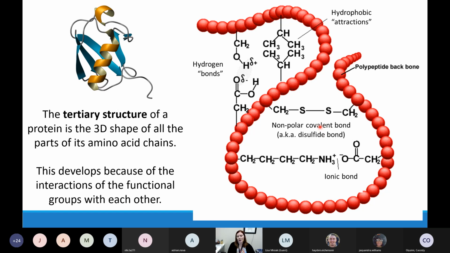So when we talk about how we build the 3D shape of a protein, these disulfide bonds are top notch. If you can build a disulfide bond, that's perfect. That's what you want to build because that's the strongest. It'll hold our proteins together.